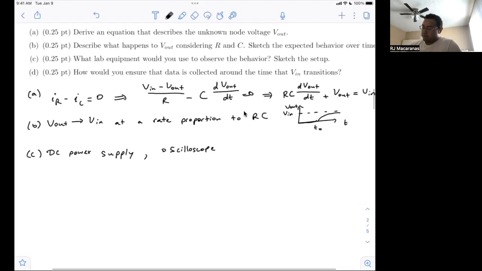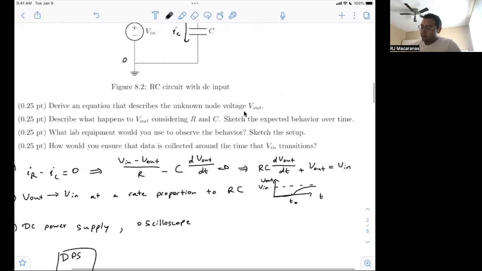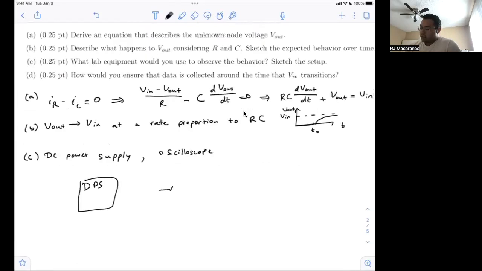All right, so now it says to sketch the setup. So we have our DC power supply, and we have our circuit here. And I'm going to connect the DC power supply. So there's the positive end, here's the negative end here. And then here's our oscilloscope, I'll just call it a scope.